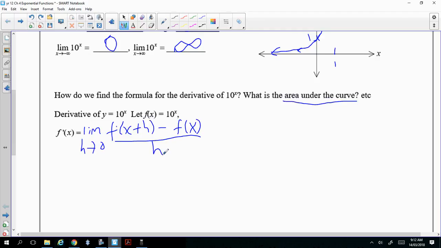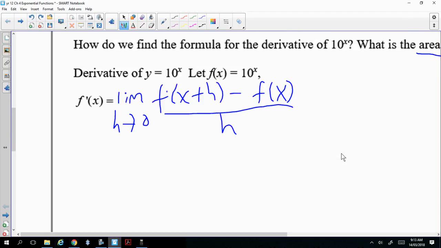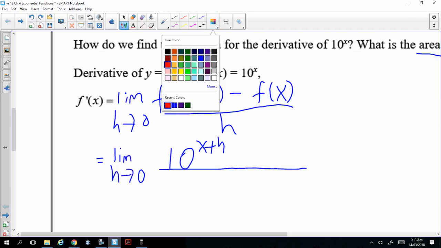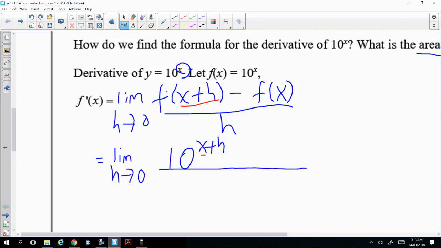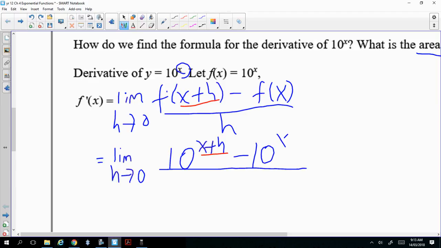Whenever we want to differentiate a new function, that's the first formula we go to, differentiation by first principle. Very important at each stage, you always write limit h approaches 0 again. And then you calculate what f of x plus h is. Now f of x plus h means you replace that x by x plus h. So it will be 10 to the power of x plus h. And then you subtract the original function, 10 to the power x, over h.